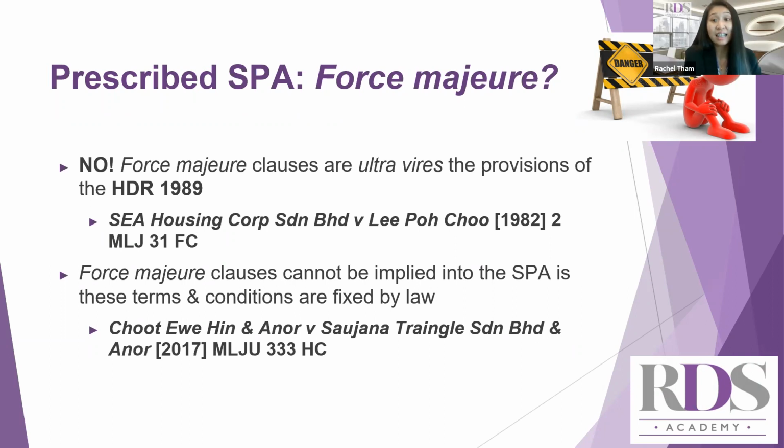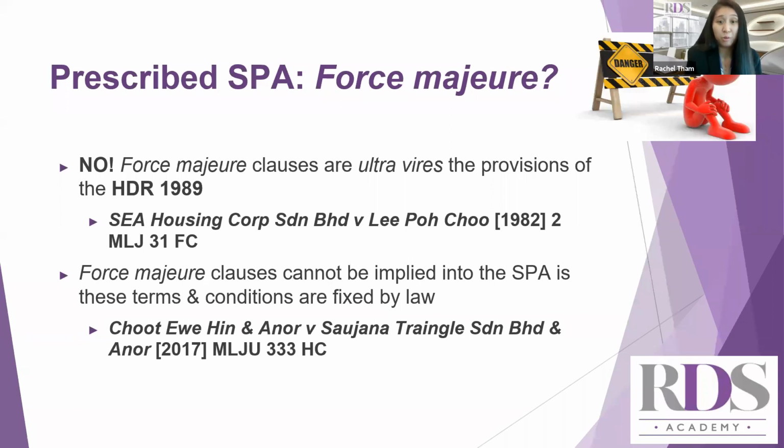This can be seen in the case of SEA Housing Corporate Sdn Bhd and Lipo Chu. In this case, the plaintiff bought a shop house from the defendant, a licensed housing developer. Under the agreement, the defendant was to complete the said building within 18 months from the date of the agreement. However, the building was completed 23 months and 15 days late, which led to the plaintiff seeking liquidated damages.